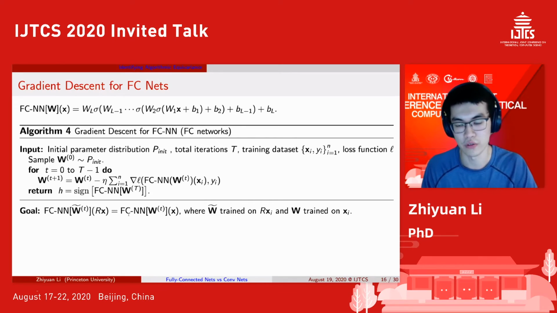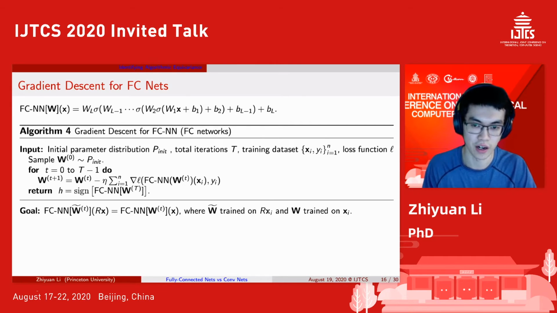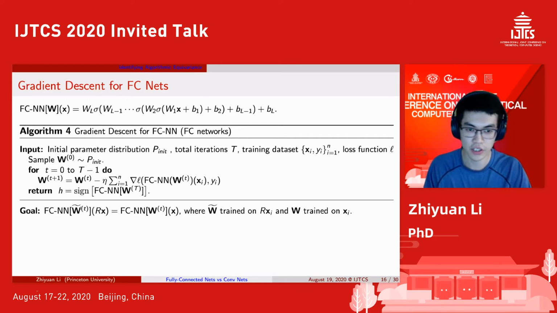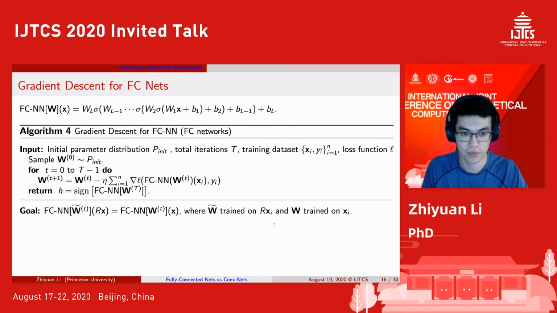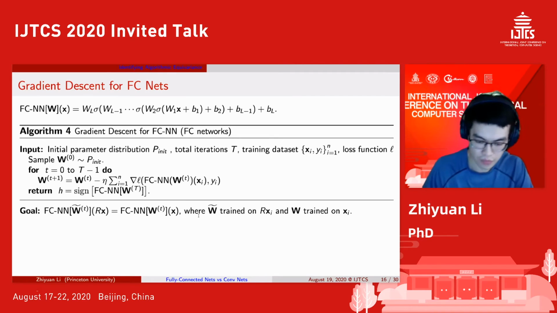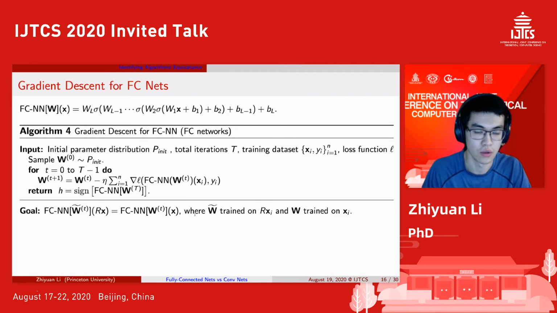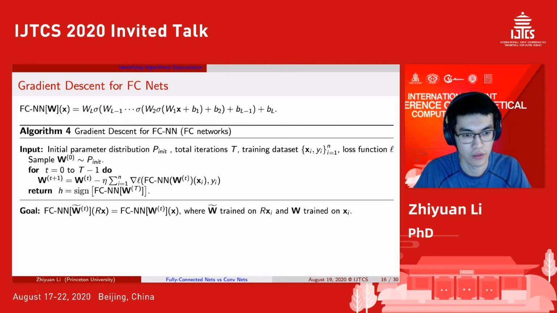Here, suppose we have two training datasets. The first one is just the normal one, which is x_i. The second one is Rx_i, rotated by this orthogonal matrix R. And we have two sequences of parameters. The first is w_t, and the second is w tilde t. W tilde t is trained on this rotated dataset. And our goal is to show that at the end of the run, the algorithm will output something like this. If this holds, then we have shown that fully connected neural networks are indeed equivariant, because if you rotate the dataset, it's going to give the same prediction.